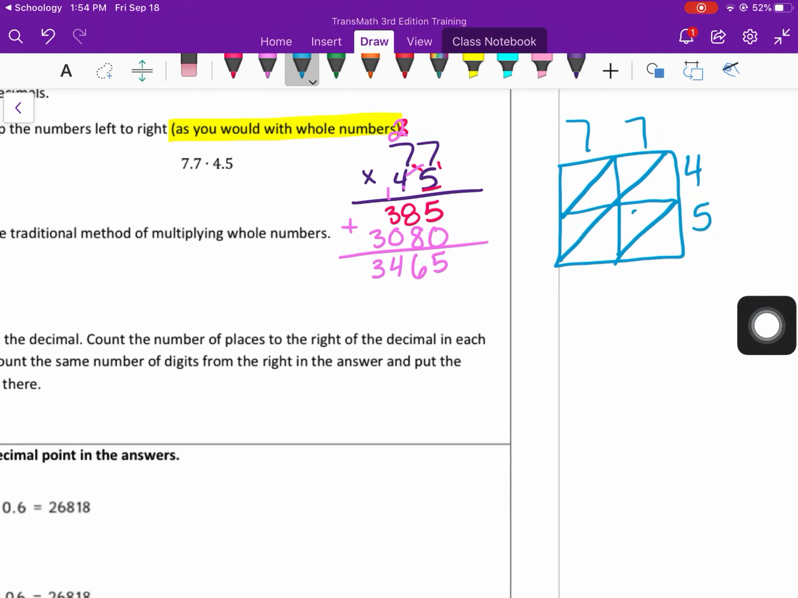Like 7 times 5 goes right here, so it'd be 35. And 7 times 4 is 28. 7 times 4 is 28. And then 7 times 5 is 35. Then you add the diagonals.